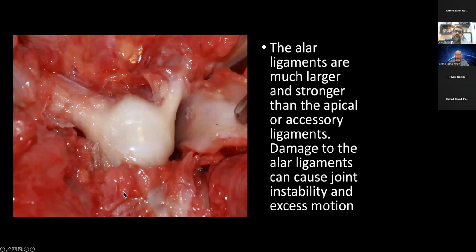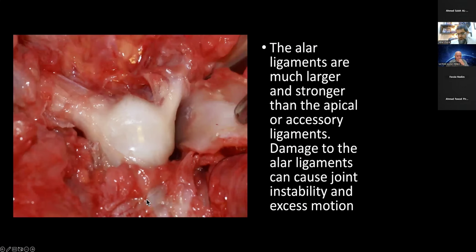So here we have the alar ligaments, which are much larger and stronger than the apical or accessory ligaments. Damage to the alar ligaments can cause joint instability and excess motion. When I was doing some of these dissections, it's really impressive how strong this ligament is. Really, really impressive. And here we have the dens of the axis.